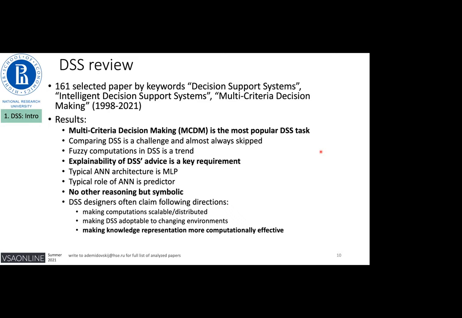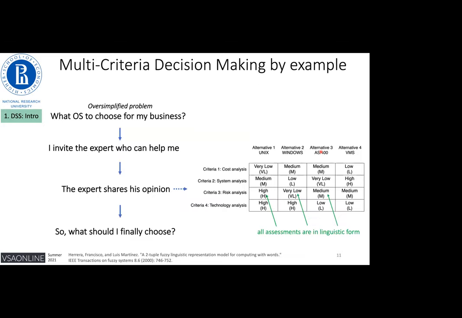In general, I have analyzed 161 papers, and it is clear that besides fuzzy computations and multi-criteria decision making as the most popular direction, we also note that there is no other reasoning but symbolic in those systems. We clearly see that there is a business requirement for the decision support system to be fully explainable and or interpretable, at least for the decision maker. And then we need some computationally effective knowledge representation so that we would be able to leverage some recent advances in the artificial intelligence field. As multi-criteria decision making is such a popular use case, let's better understand what it is.